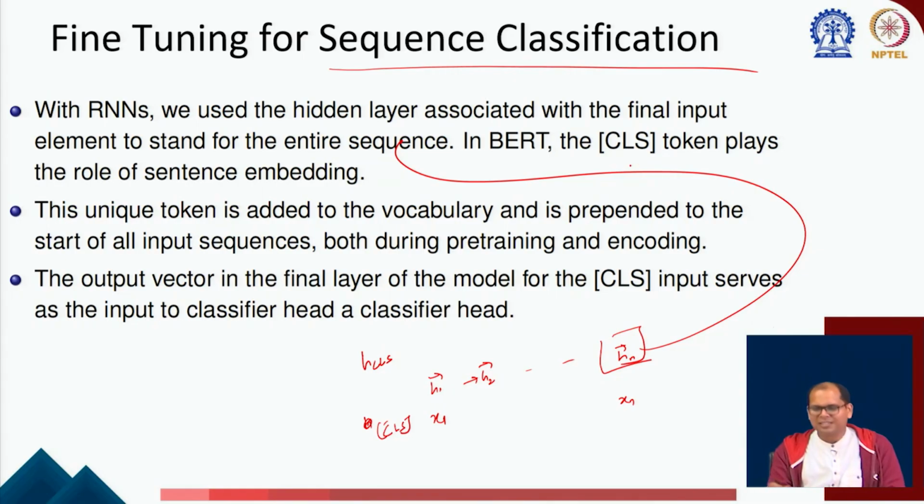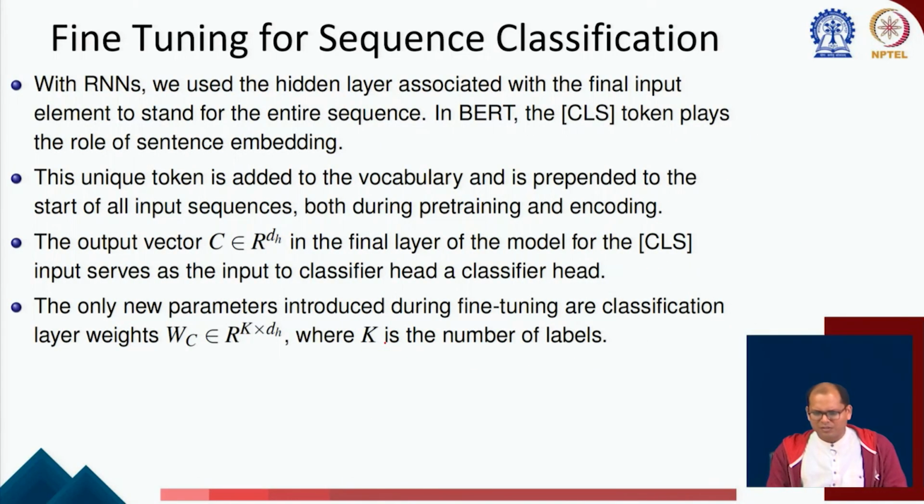So I simply use this HCLS as the sentence representation, and on top of that I do exactly whatever I was doing with RNN and LSTM. I create a simple linear model to do classification, right? So you have added this CLS token to the vocabulary, and you prepend it to all the input sequences before they start, both during pre-training and encoding at inference time. And the output layer vector in the final layer of CLS will serve as the input to the classifier head.